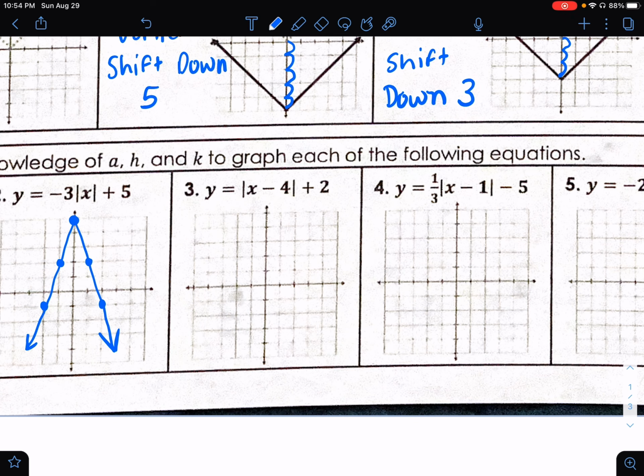All right, number 3. So we see that we have a -4 inside the absolute value. We know that that's where things are horizontally shifting. So if it's -4, we know it's actually going to shift to the right 4. So to the right 4. And then we know that the +2 on the outside vertically shifts it up 2. So that would shift it up 2. So that would be our new vertex. And that point is 4, 2.